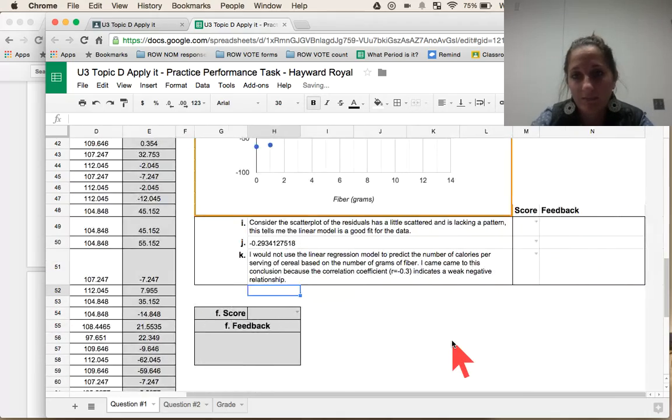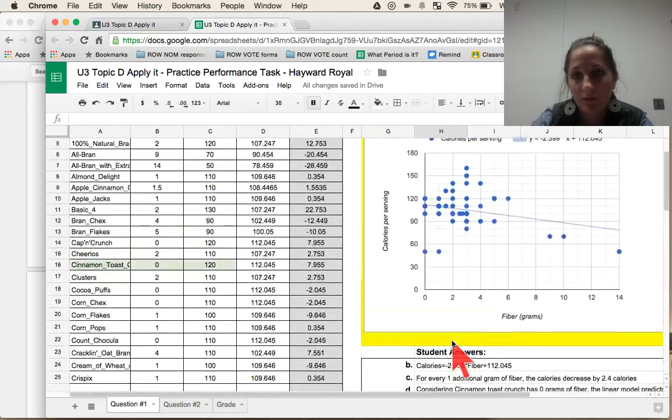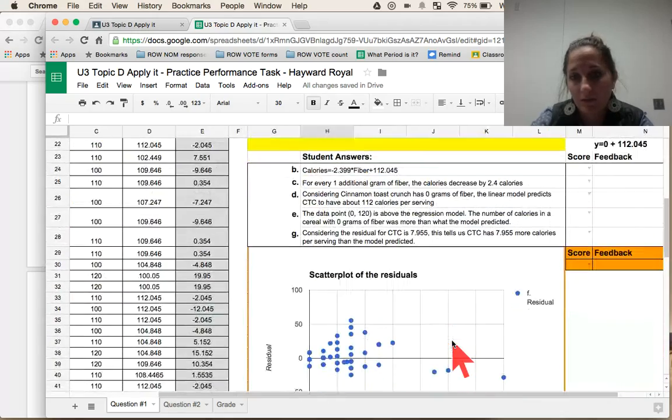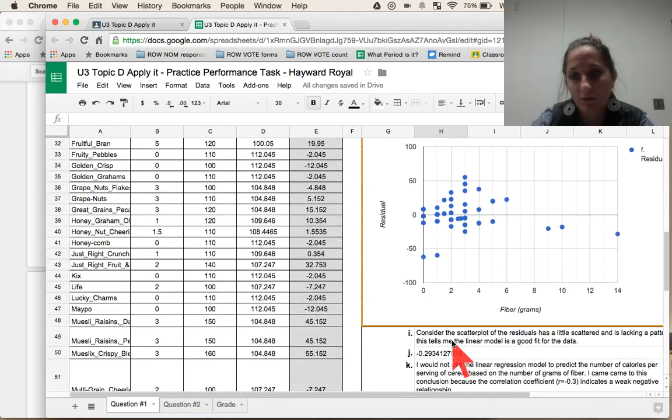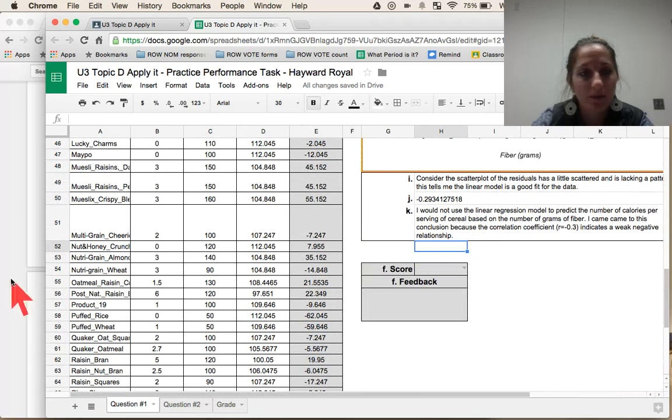And that's it. You could have also talked about the residual plot and the fact that the residual plot, well, no, it does say the linear model is a good fit. That's it. Go ahead and do question number 2 on your own.